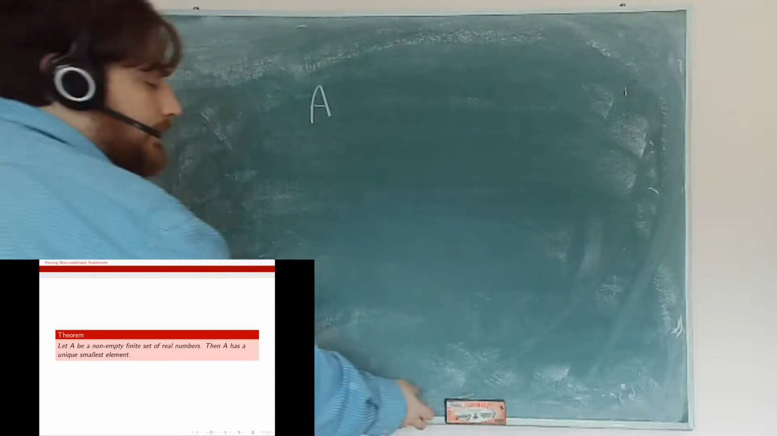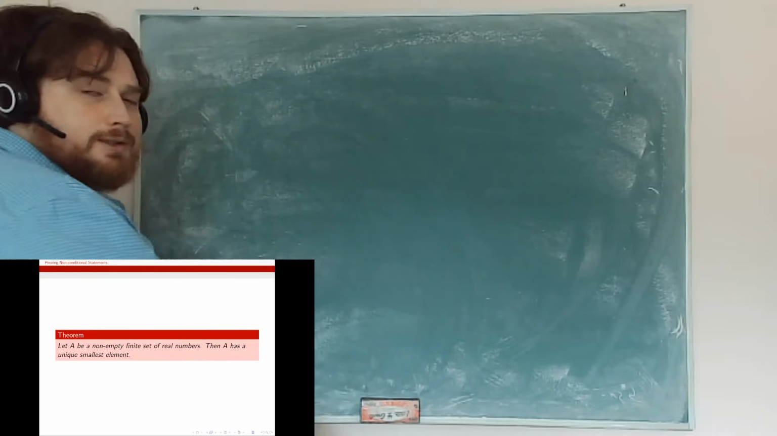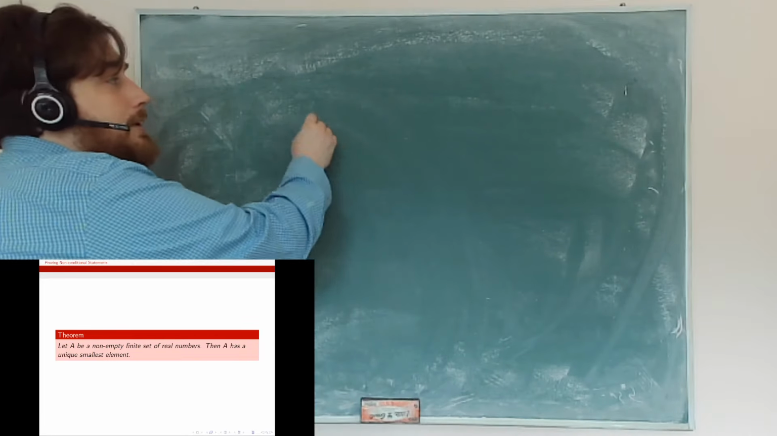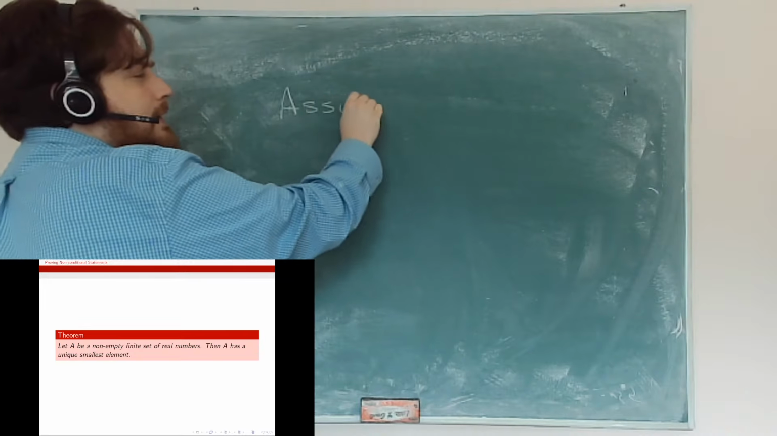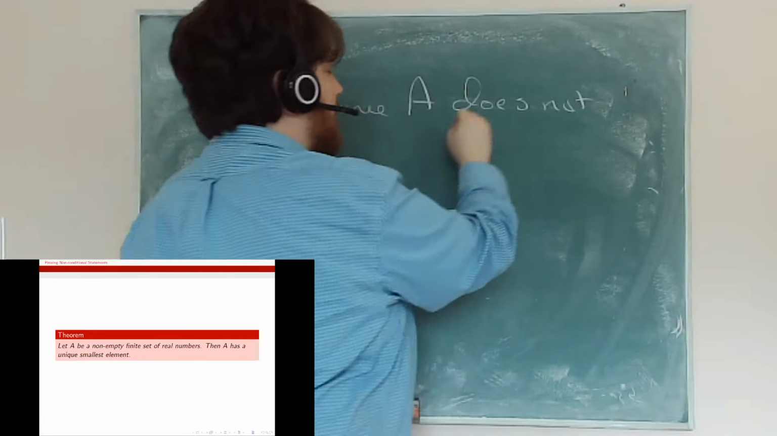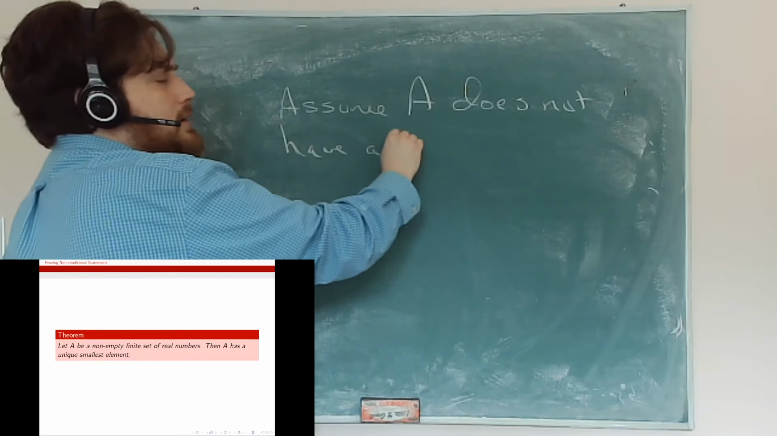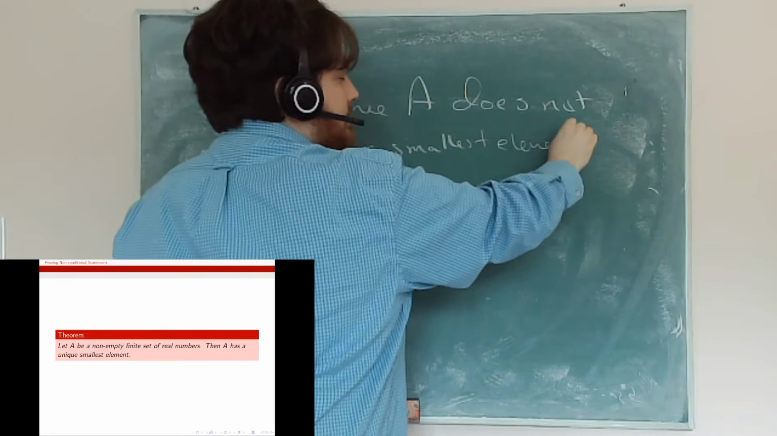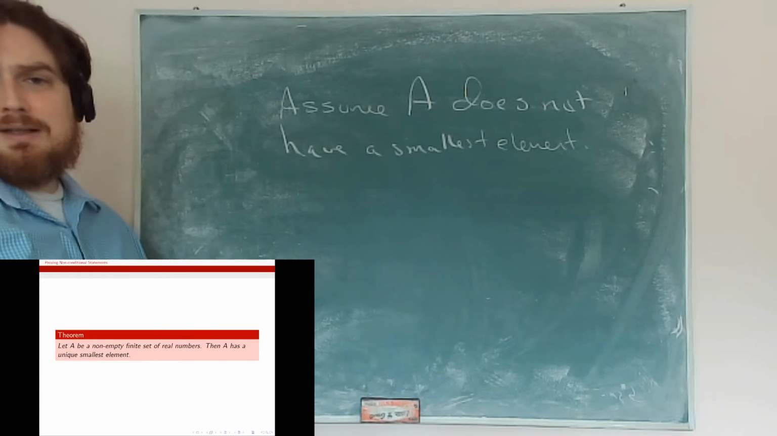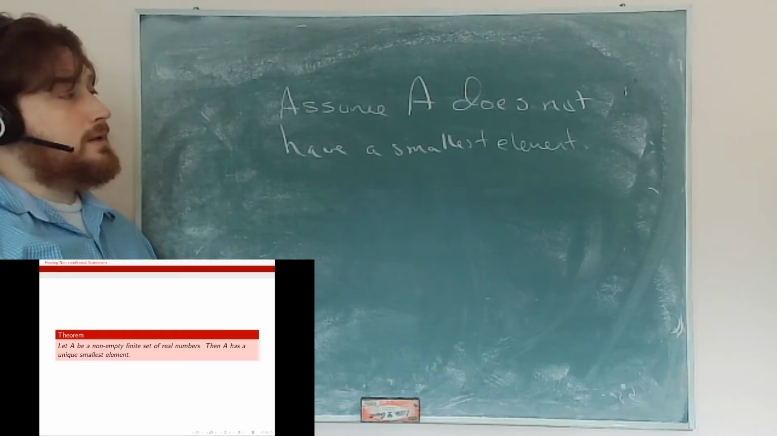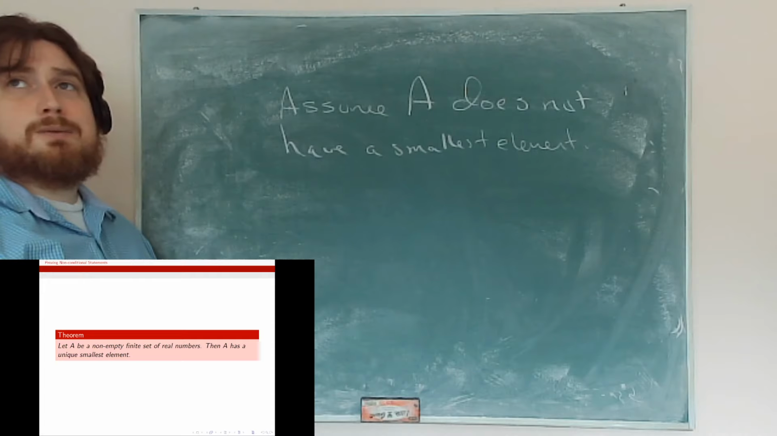So instead what I'm going to do is I'm actually going to do this one by contradiction. So I'm doing an existence proof by contradiction. So what I'm going to do is assume that A does not have a smallest element. And what I want to do is find some type of contradiction. I don't know what I'm going to end up with, but I'm going to end up with something that has to be false.